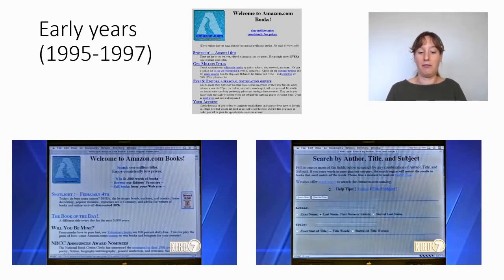It had a couple of links and a couple of websites that would give you tips, and you could buy kind of a book. Then you would have a search page. The logo really looks quite old. These were really the early days of Amazon.com.